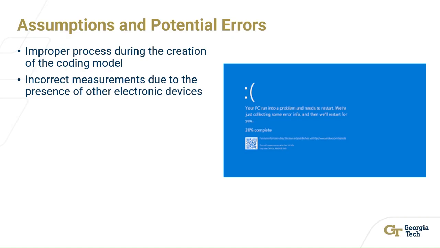Some possible errors that may have occurred during the lab are improper processes during the creation of the coding model and using incorrect measurements due to the presence of other electronic devices.